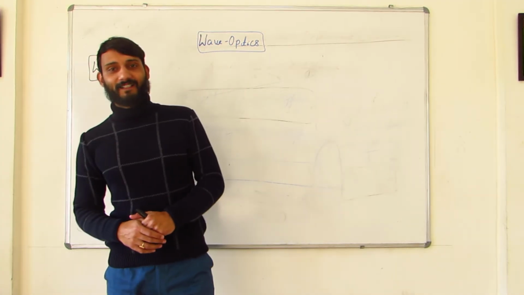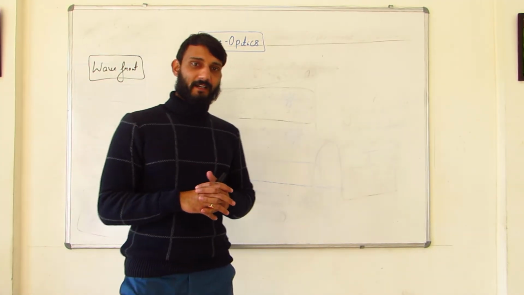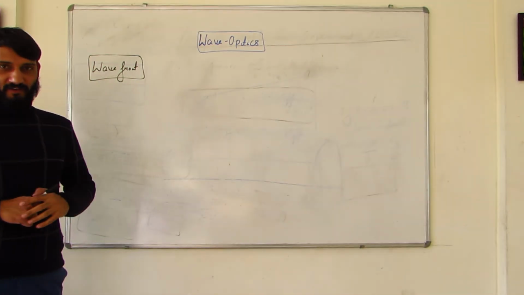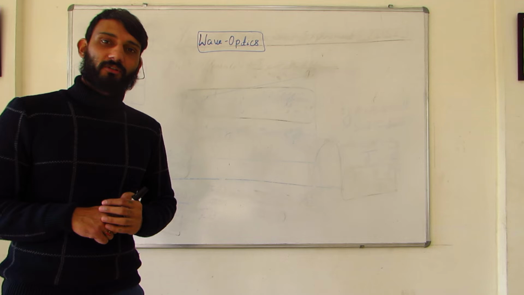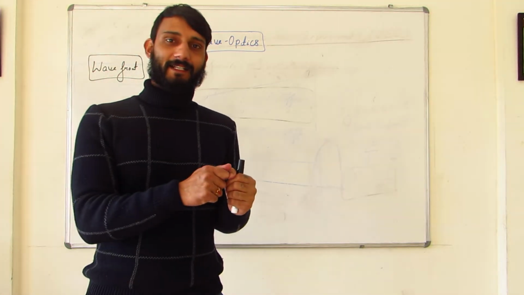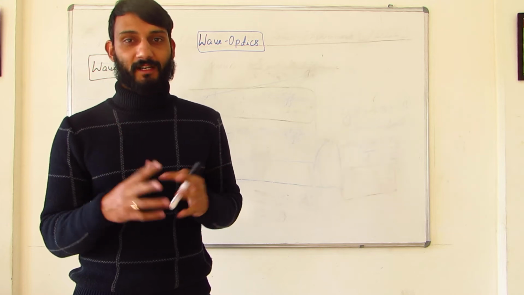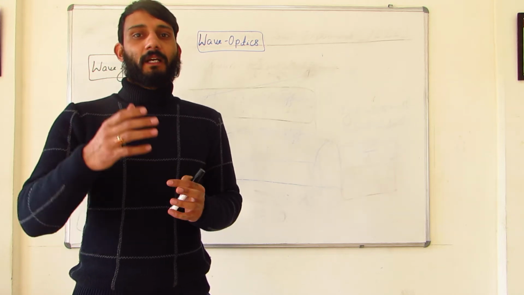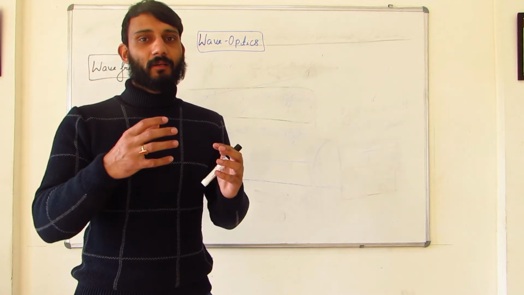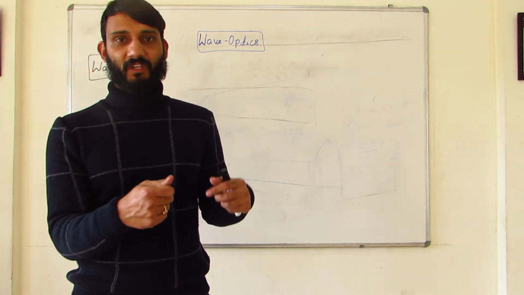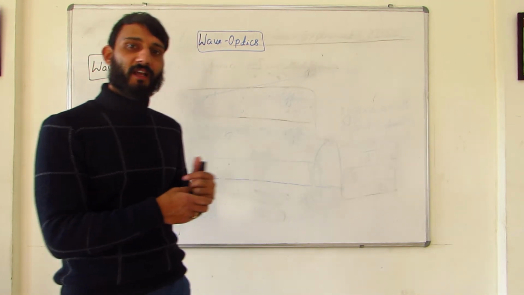Today we will understand wave optics, and within wave optics the very first topic which we have to study is about wavefront, right? So we understood that light moves as a ray, and when light moves as a ray it is what we call ray optics, right? But when light moves as a wave, it doesn't move in the form of rays, it moves in the form of something known as wavefront.